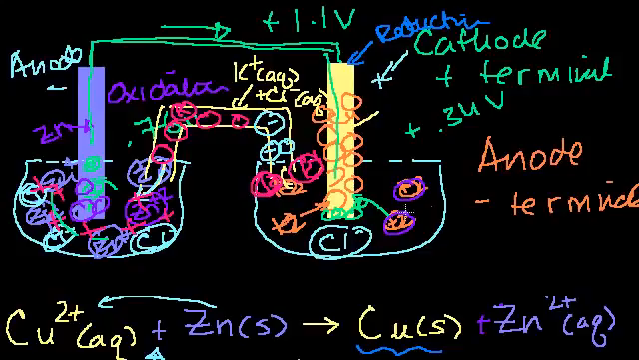Likewise, if this becomes really negative from all of the chlorine atoms jumping out, electrons aren't going to want to go here because like charges repel each other. So that's what having the salt bridge neutralizing the solution does for you. It keeps it from getting negative, and then our galvanic cell can keep operating.